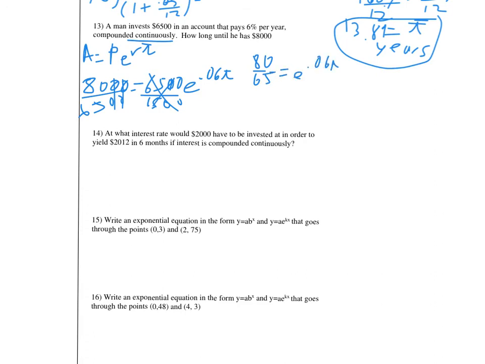So now I'm ready to use my exponential switch. Now this is a base e, which I really like because when we switch it to a log, it's just going to be a natural log. So ln 80 over 65 equals 0.06t. So these are actually easier, I think, because you don't need to use change of base. So you can just use a natural log. I'm just going to divide the 0.06 right now and type that all in the calculator in one step. And make sure I close the parentheses after the 65. So we'll go ln of 80 over 65 divided by 0.06. And that comes out to t equals 3.46 years.